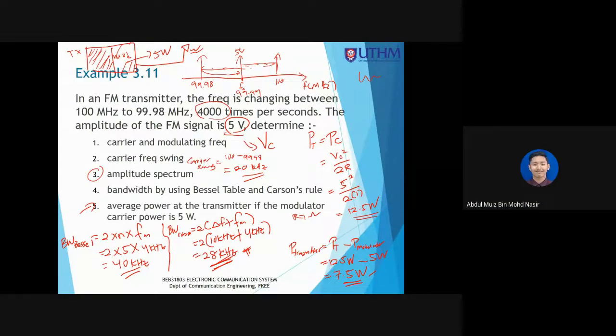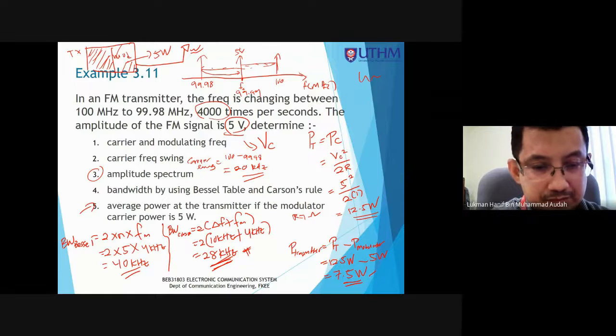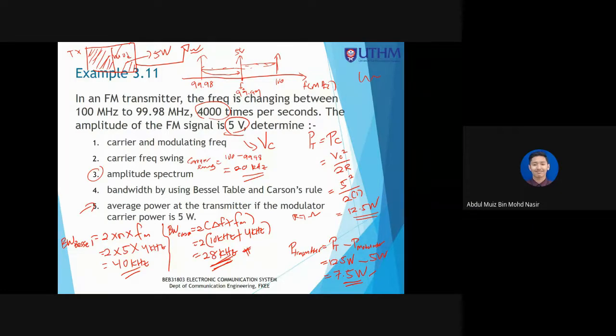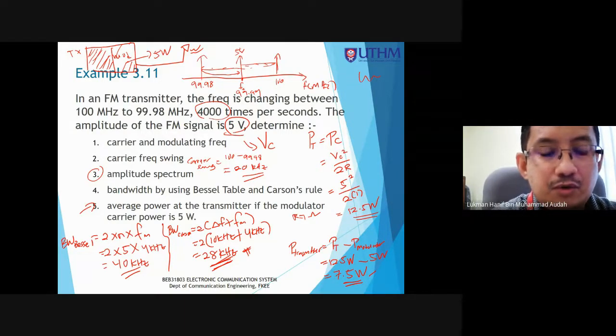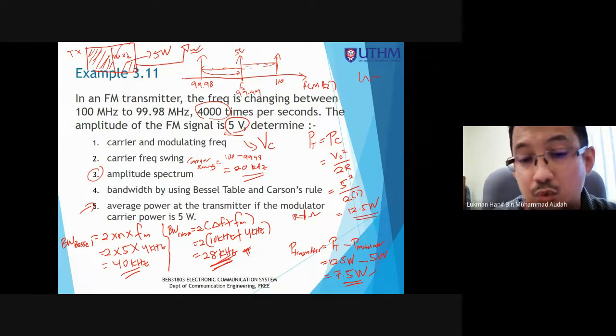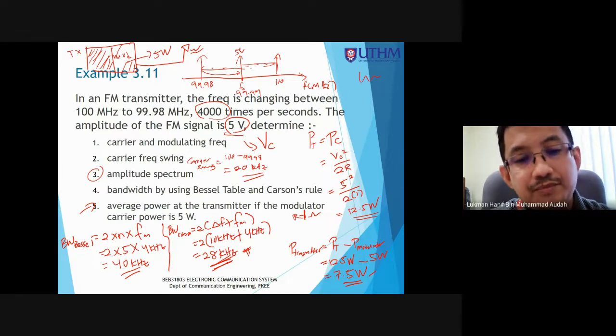Okay. Doktor, saya nak tanya. Ya. Macam mana boleh dapat R equal to 1 ohm tadi? R tidak diberikan dalam soalan. Okay, dalam kes ini saya assume dia bersamaan dengan 1. So, I assume that the resistance is equal to 1 ohm.